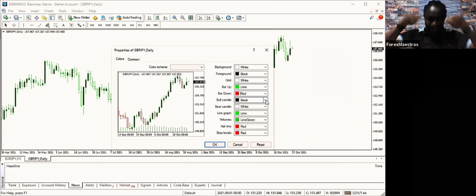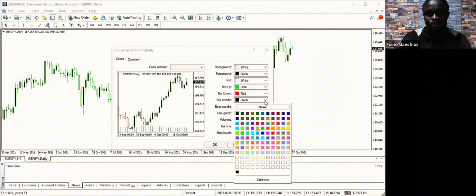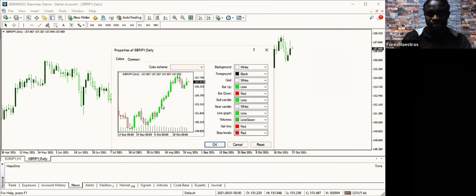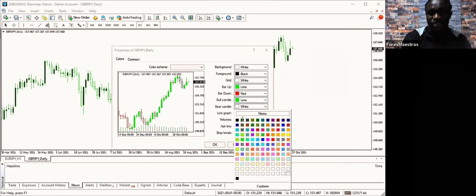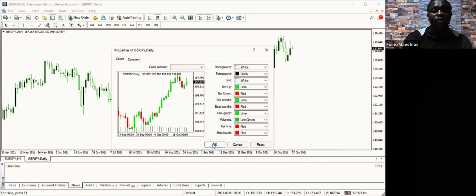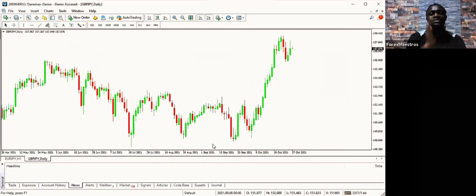Bull, okay? And a bear looks down, a bull lifts you up. A bear is always down, all right? So for my bull candle, since my bar is green, I want it also to be green. So I look for lime and I put it on green. Look at it. Anything you do here, you can see it in your box. And my bear can be red. Boom. Every other thing, I'm okay with them. Once I'm done, I come and I click okay.